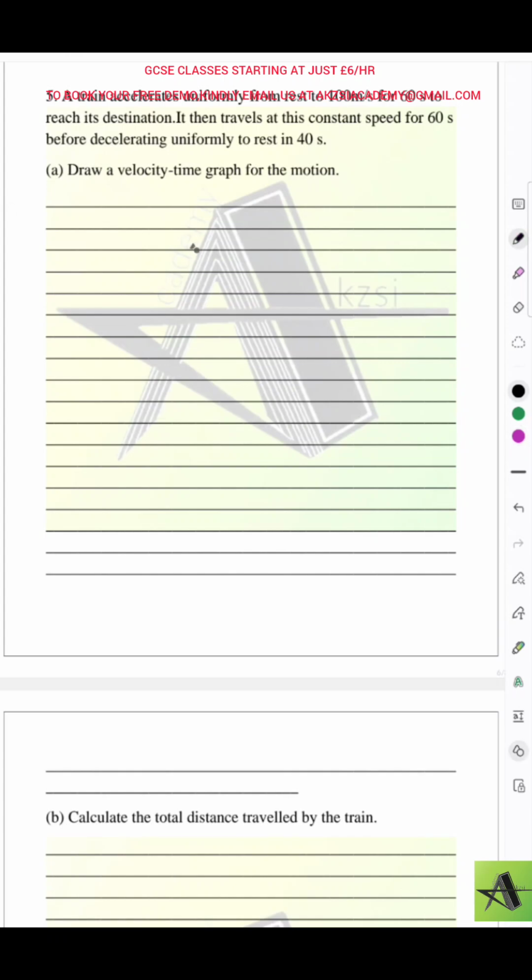So this is our graph. Obviously it's a velocity time graph, so I'm just making it v and t. It says a train accelerates uniformly from rest to 100 meters per second for 60 seconds. That means for 60 seconds, till here, it keeps on increasing constantly like this.